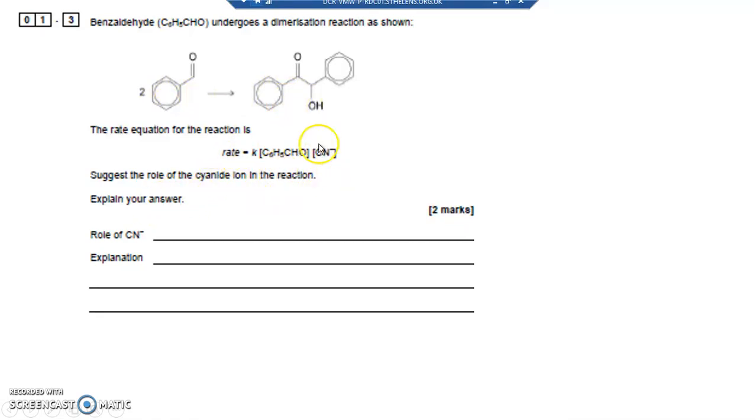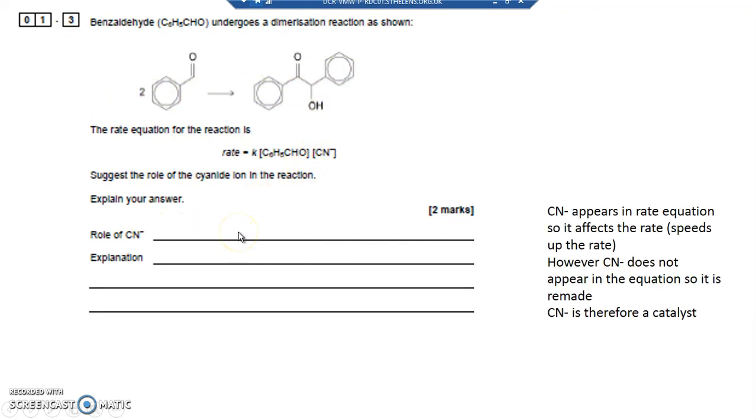So explain the role of something that affects the rate, can maybe speed up a reaction, but it actually doesn't appear in the equation at all. Maybe it's there at the beginning and there at the end, maybe it's remade and therefore it can cancel on both sides, but it doesn't appear as a reactant or a product in the reaction at all, but it does affect the rate. So the role of a CN- ion is it's a catalyst, and because it doesn't appear in the equation but does appear in the rate equation, that means that it's a catalyst.